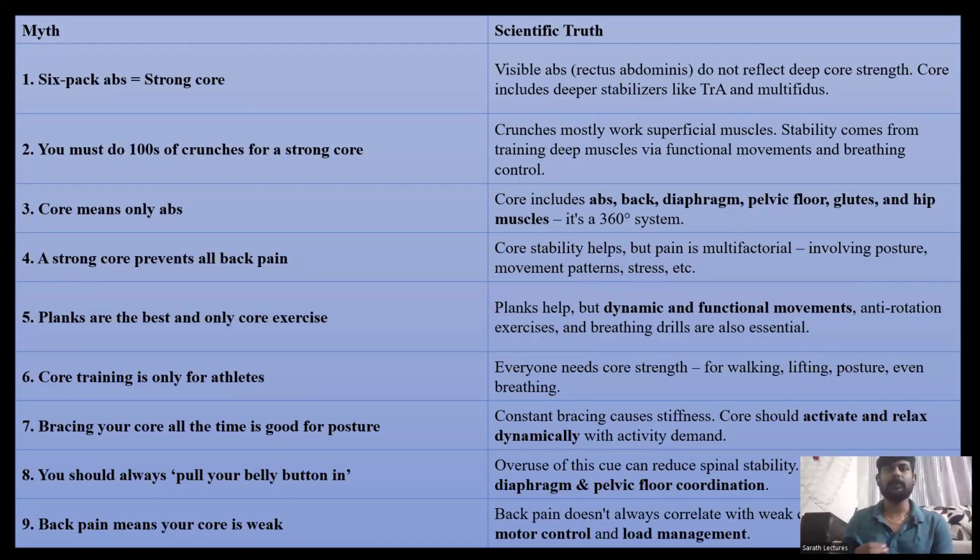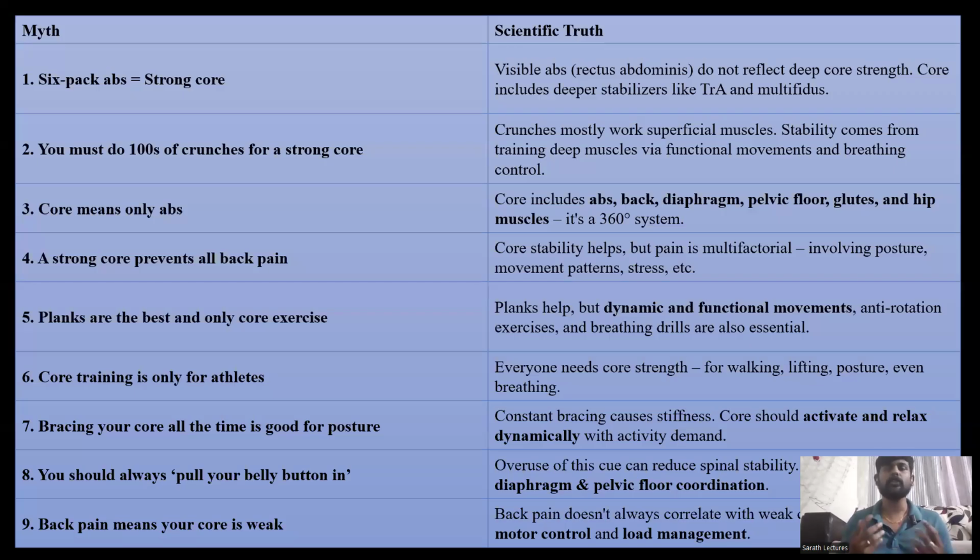Whether your rectus abdominis muscle is strong or not, it is about whether your feed forward mechanism is activated or not. That is the main thing. And the second myth: you must do hundreds of crunches for a strong core. If you do more crunches, what will happen? Only the superficial muscle will activate, and you are unnecessarily activating more psoas major muscle, that is your hip flexor muscle, which is not at all needed for core stability.